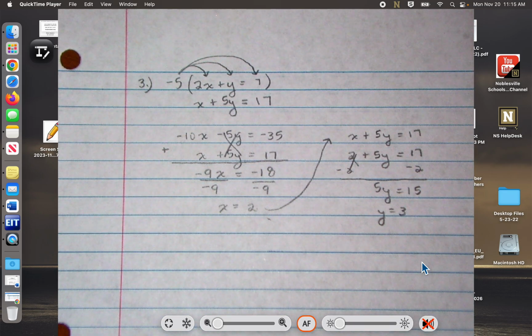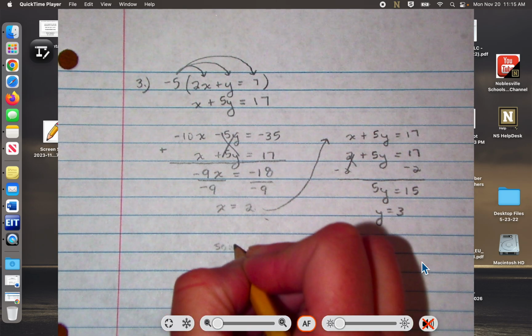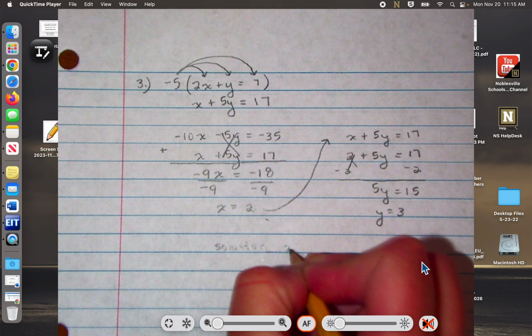Who just asked why I'm writing so fast? It's because I want to get my pencil out of the way so you can copy. I write quickly so I'm out of your way and you're not held up by my slow moving. So my solution is 2, 3.